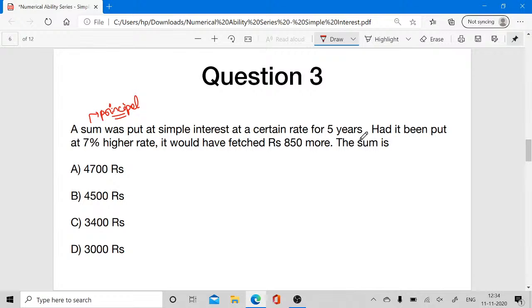If I had put this same sum at a 7% higher rate, okay, so assume the simple interest to be x, and if I had increased the rate by 7% extra, I would have got 850 rupees more. So what is the sum or what is the principal? You guys have to find out.